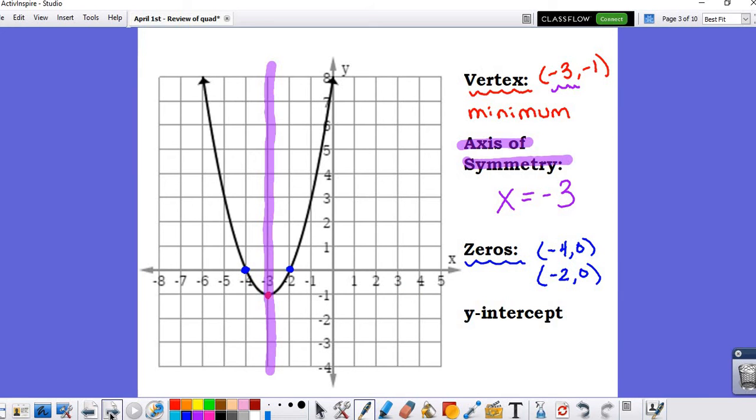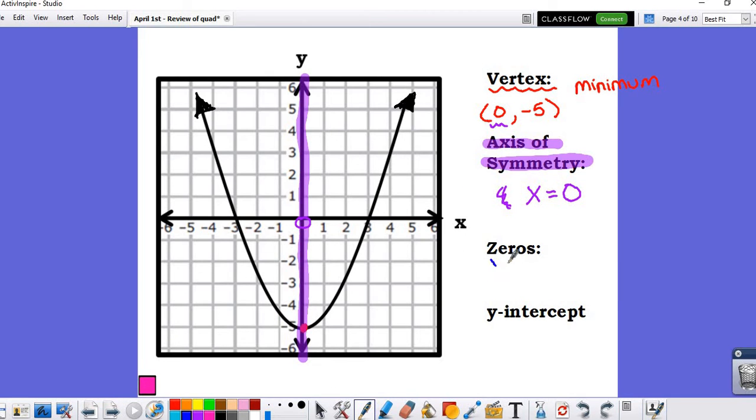And one more. This last graph, go ahead again and tell me what the zeros are. So it was -3 and +3. So -3, 0, +3, 0.